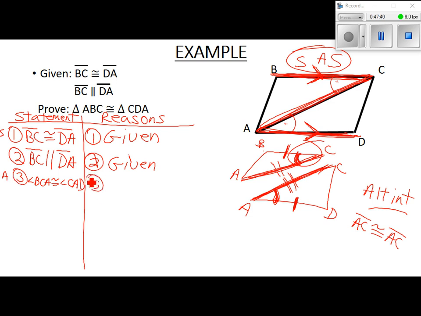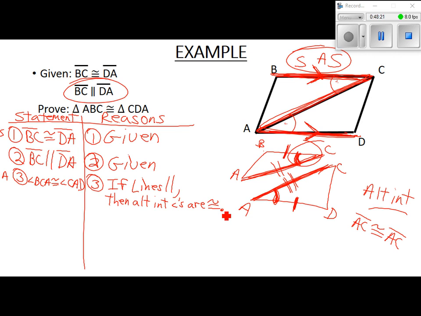Now our reason. You got to be careful here, and you got to state it this way. If lines are parallel, then what do you know? What kind of angles were they? Alternate. Then alternate interior angles are what? Congruent. If lines are parallel, then alternate interior angles are congruent.